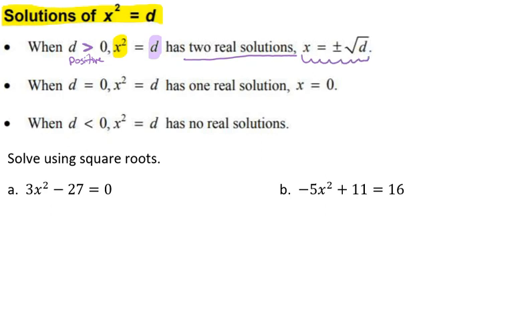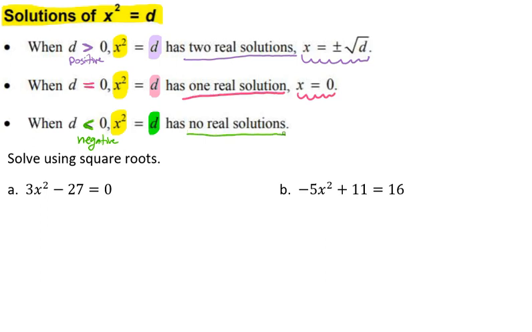Now, when d is equal to 0, then that tells us that our x squared equals d has one real solution at x equals 0. And when d is less than 0 or negative, that tells us that our x squared equals d has no real solutions. So let's look at our first example.